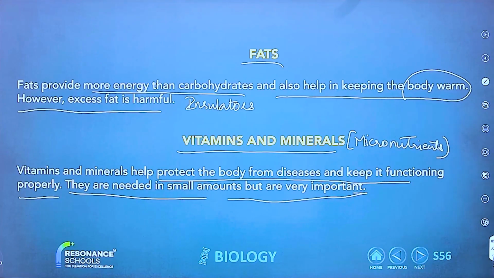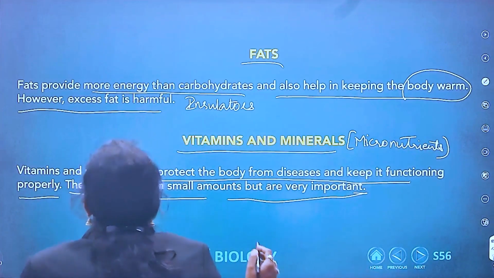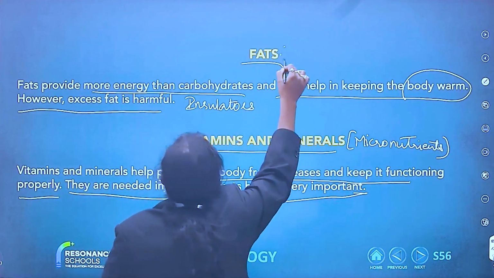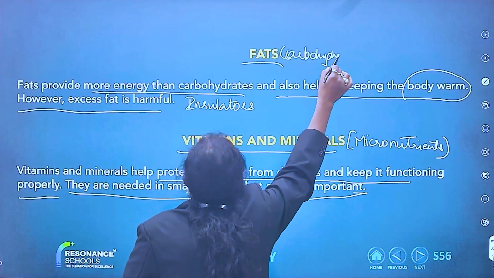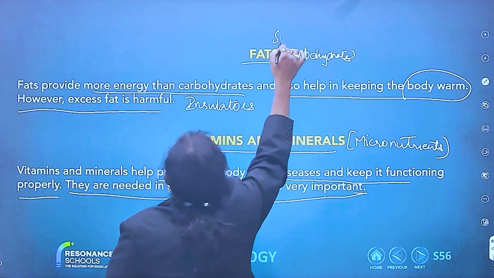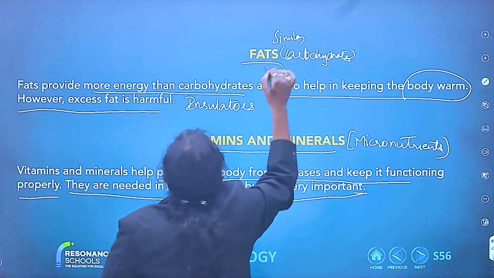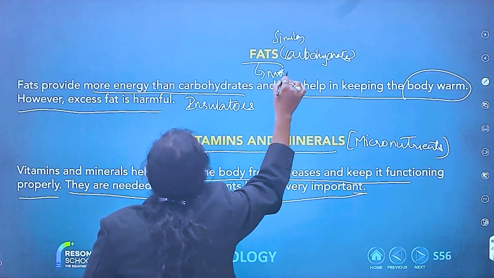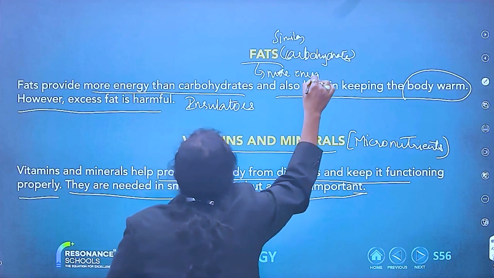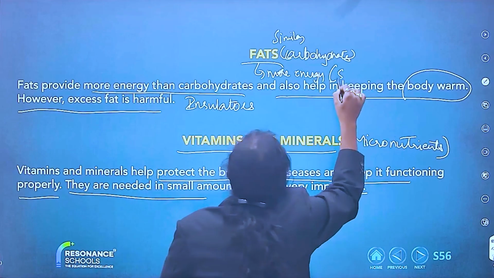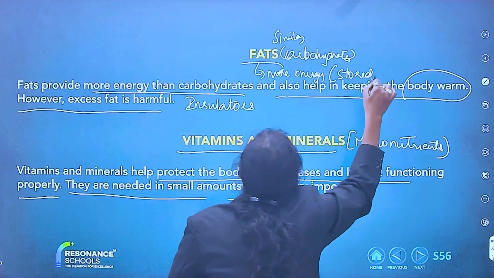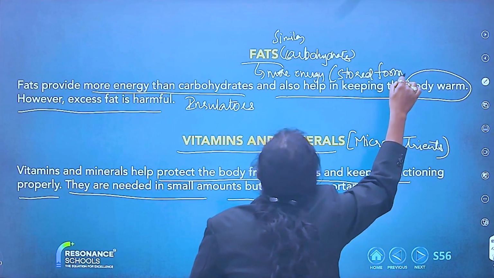Okay. Fats, you did not understand. Listen. Fats are also similar to carbohydrates, but fats provide more energy. Fats give more energy than carbohydrates, and they are the stored form of energy. You can write: stored form of energy.